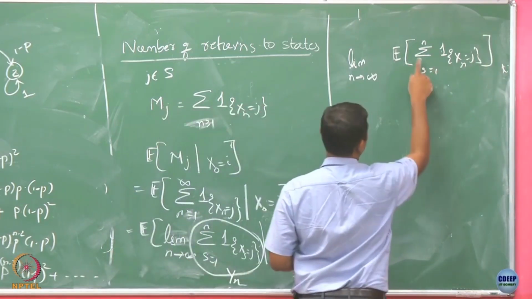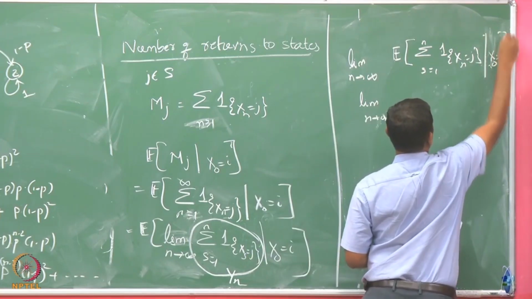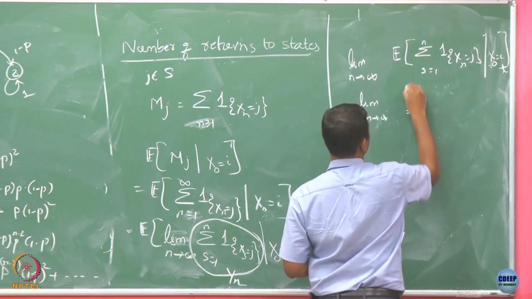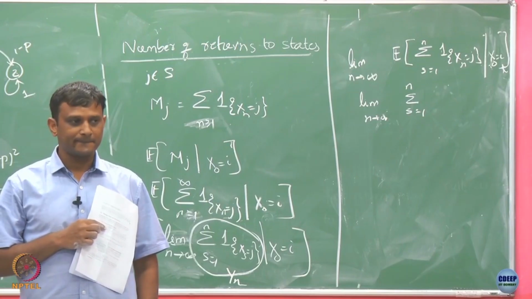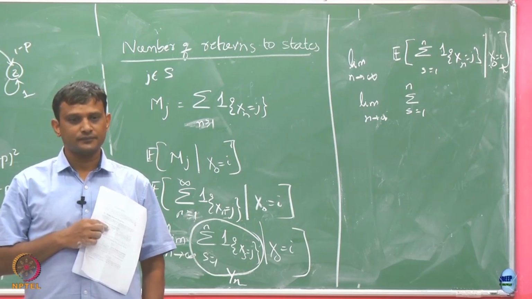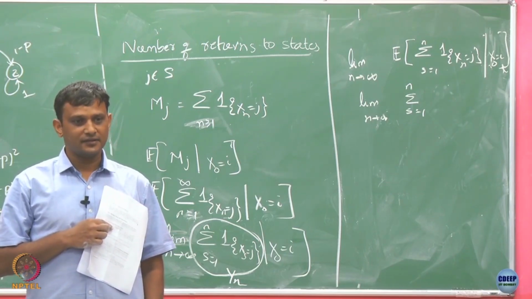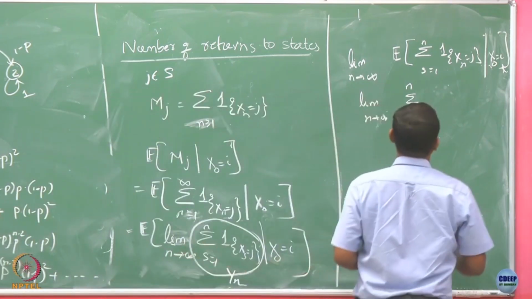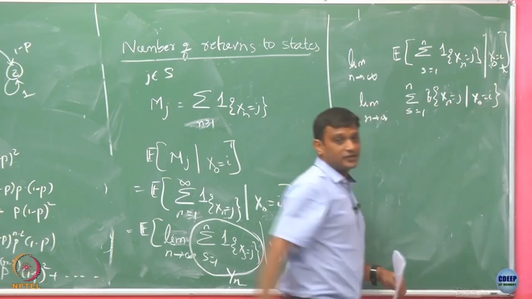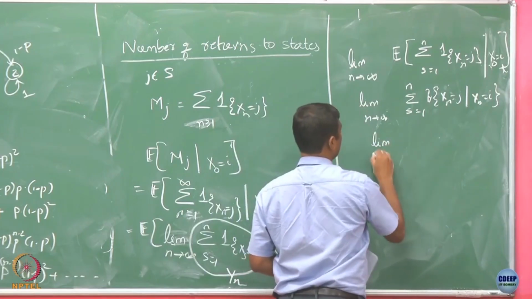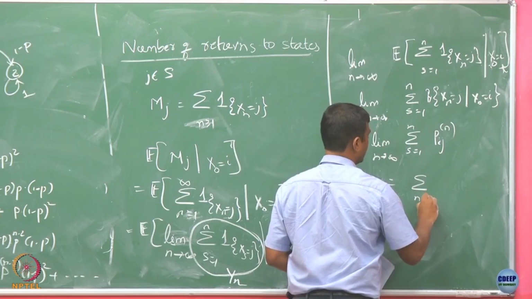But this is a finite sum, so I can further interchange the expectation and the sum, and this is going to be s equals 1 to n. What is the expectation of the indicator that Xn equals j? It is the probability that Xn equals j given X0 equals i, right? And what is this by our definition? Pij, right? And this is nothing but the sum from n equals 1 to infinity.